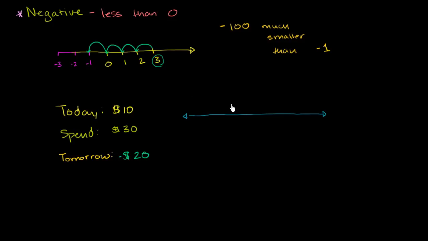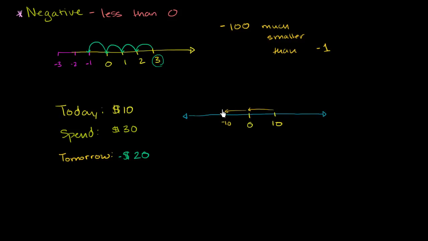And if we use a number line here, it should hopefully make a little bit of sense. So that is 0. I'm starting off with $10. And spending $30 means I'm moving 30 spaces to the left. If I move 10 spaces to the left, if I only spend $10, I'll be back at 0. If I spend another $10, I'll be at -10.